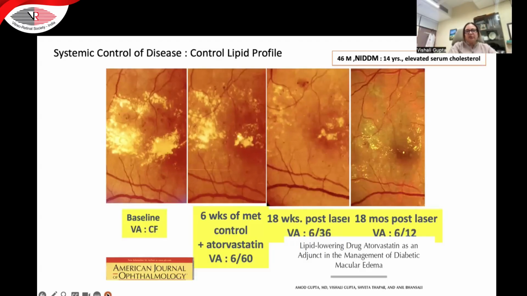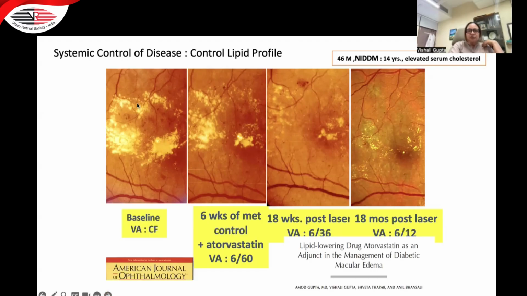One of the first things, and we were one of the first ones to report, is that if you do good systemic metabolic control, good lipid profile. And here you have to remember that our diabetic patients are very different from those in the West. We have patients who are type 2 diabetics who are not so well controlled. Therefore, the guidelines which come from the Western world cannot be straight away applied to our population. Many of our people are not well controlled when they have diabetic macular edema. Their cholesterol is so high, their lipids are very high.